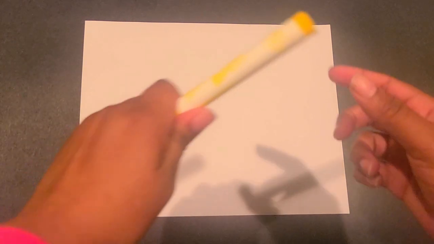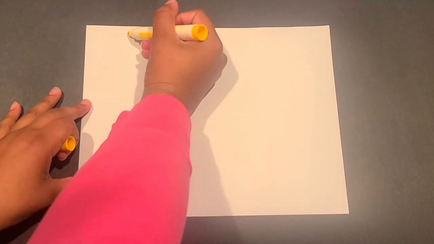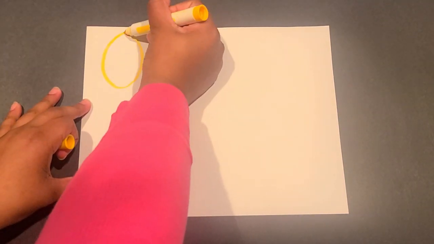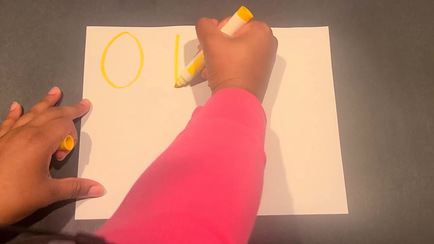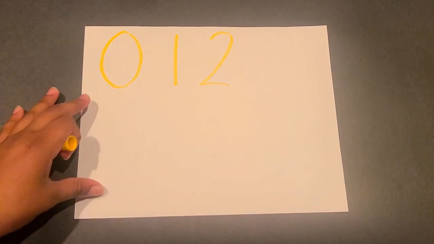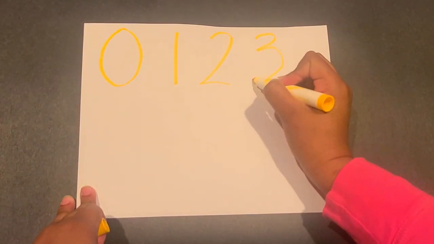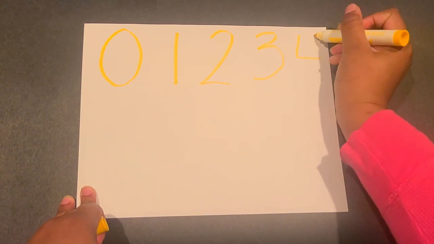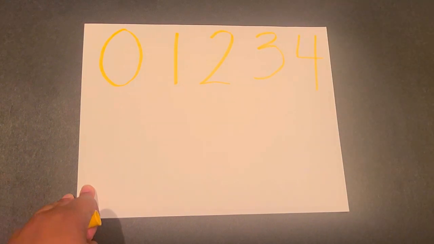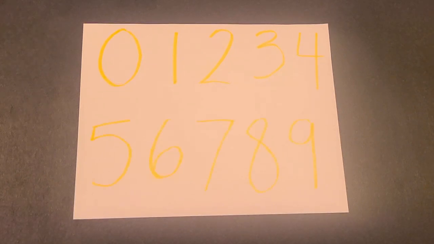First, grab your marker or your highlighter and write down the numbers 0 to 9 on the piece of paper. Make sure the numbers are large enough to fill the entire page. The numbers will look light, but they should be visible enough for the child to see them clearly.